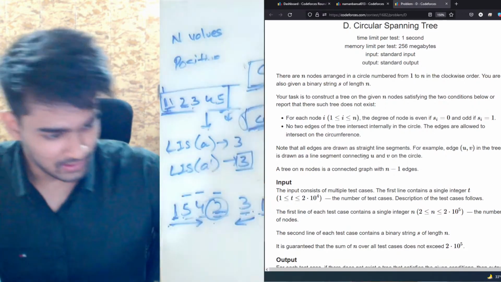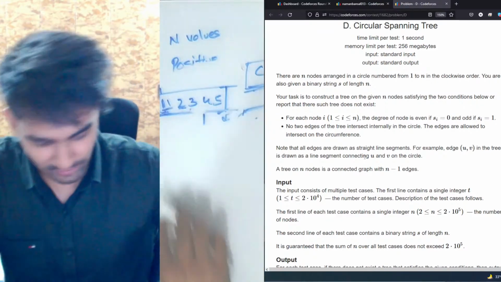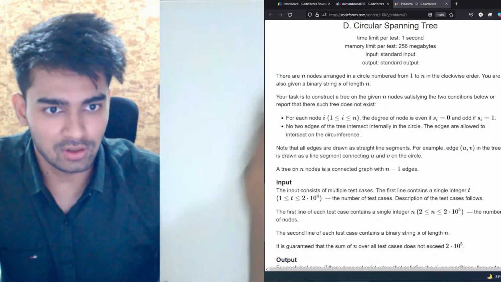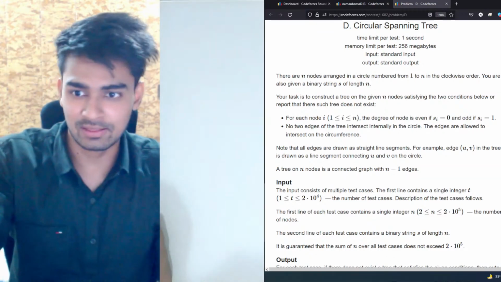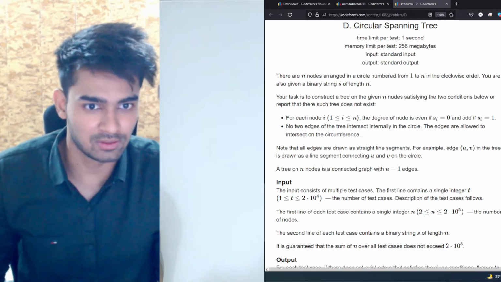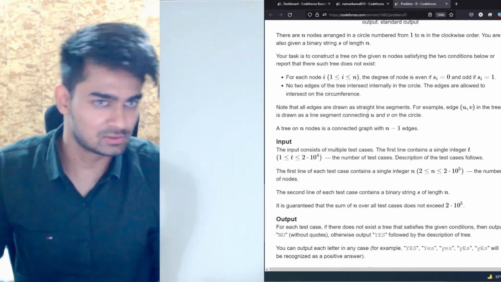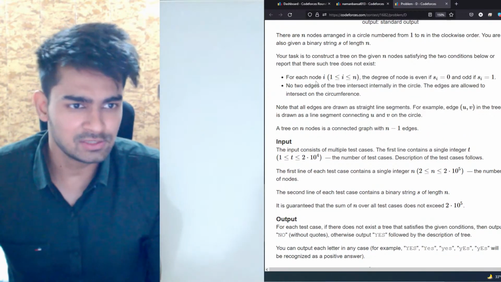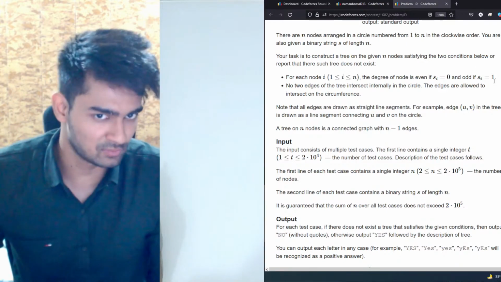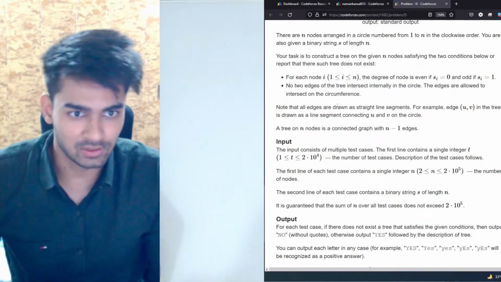Okay, let's see what the problem is trying to say. There are n nodes arranged in a circle. We have a circle with all n nodes from 1 to n in clockwise manner. You are also given a binary string S of length n. Your task is to construct a tree on the given n nodes satisfying the two conditions below, or report that such a tree does not exist. For each node i, the degree of the node is even if S_i equals 0 and odd if S_i equals 1. No two edges of the tree intersect internally in the circle. These edges are allowed to intersect on the circumference.